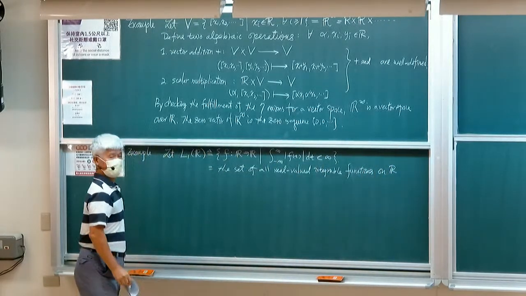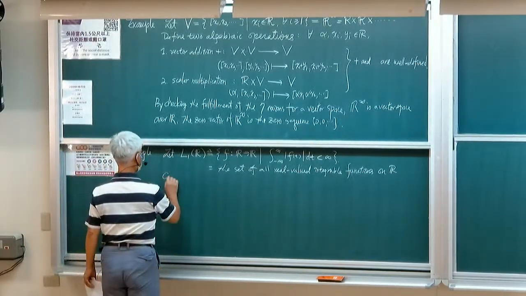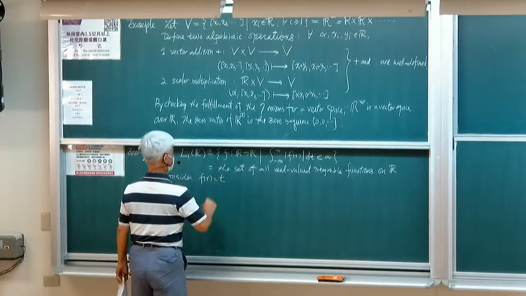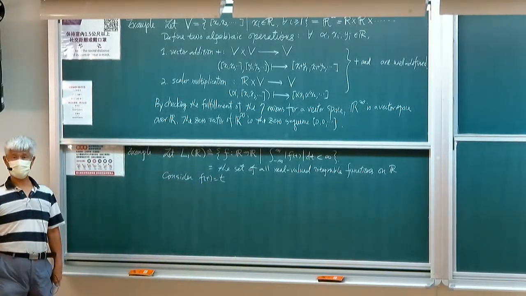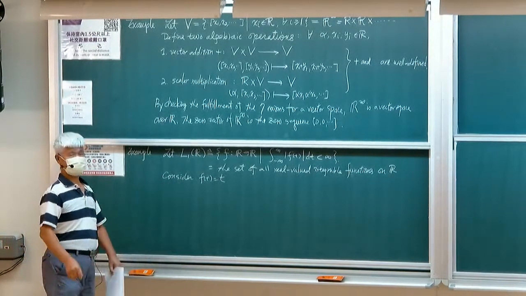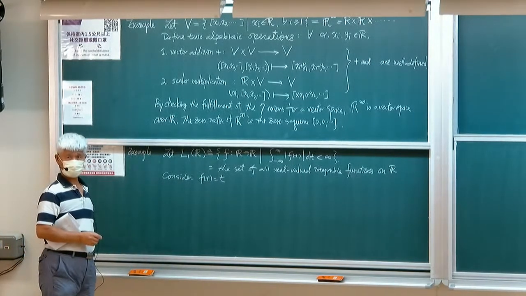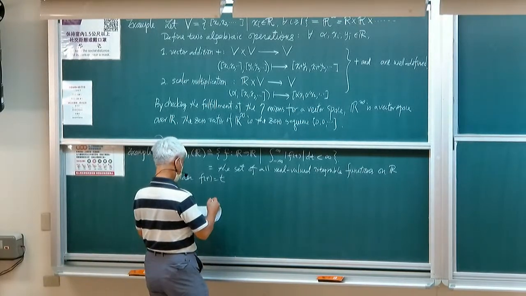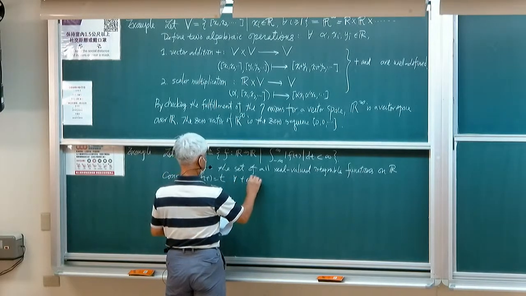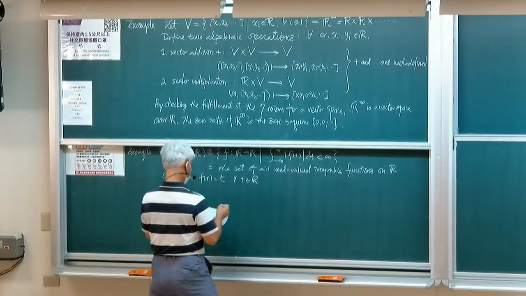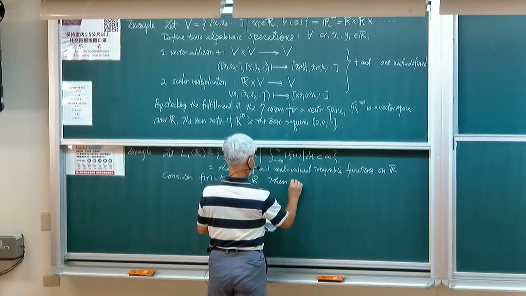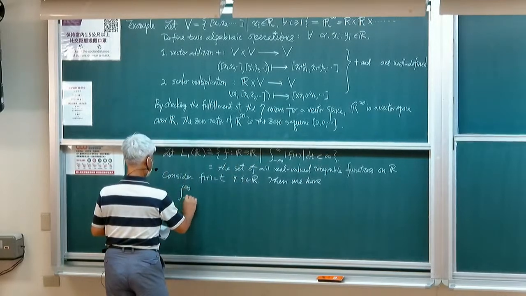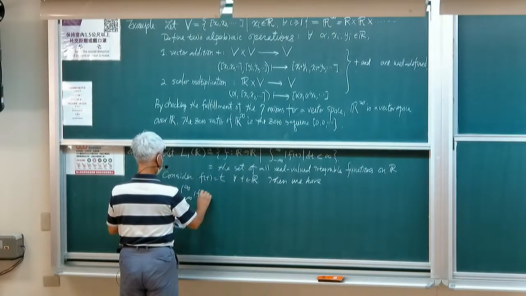Okay. Now we consider a famous function, f(t) equal to t. So this function is the so-called identity function. You map t to t. So this is very common. Then we check the integrability.